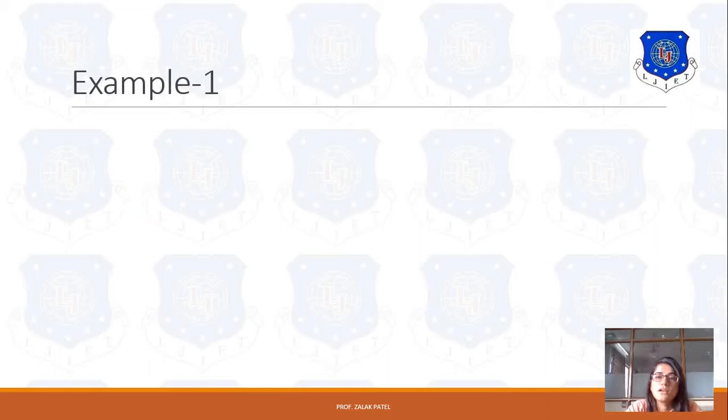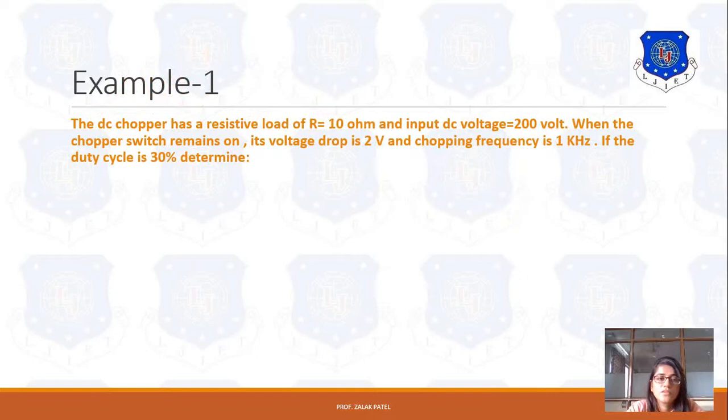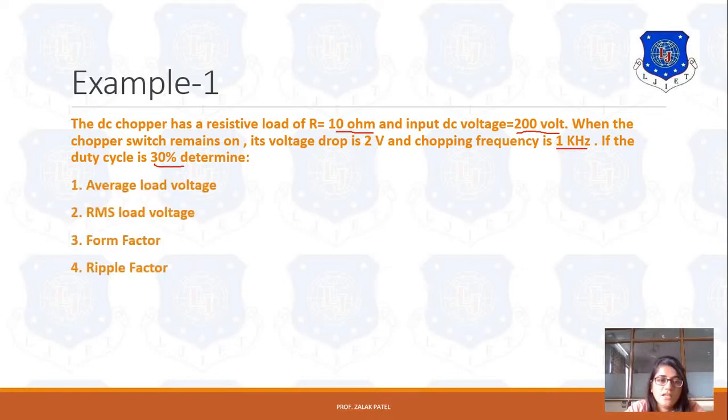Now let's take one example related to it. The DC chopper has a resistive load of R equal to 10 ohm and an input DC voltage of 200 volt. When the chopper switch remains on, its voltage drop is 2 volt and the chopping frequency is 1 kilohertz, and if the duty cycle is 30%, then determine the average load voltage, RMS load voltage, form factor and ripple factor.